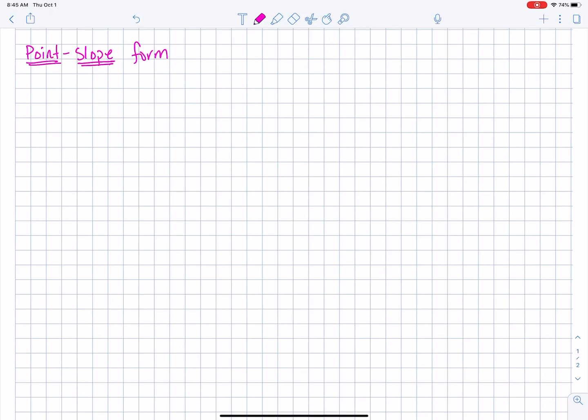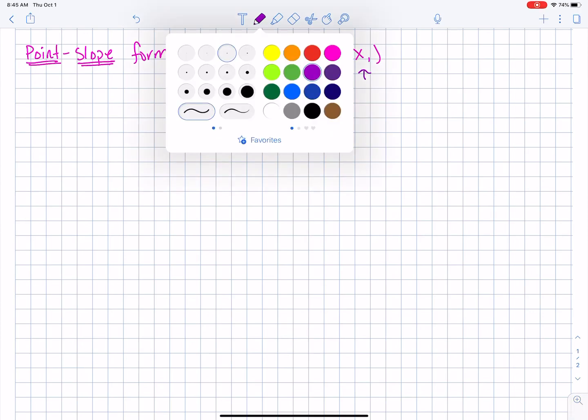So here it is. You take y minus your y point is equal to your slope times x minus your x coordinate. As a reminder, you are going to have numbers entered here, here, and here. So these should all be numbers. And then you're going to keep your x and y as your x and y variables.